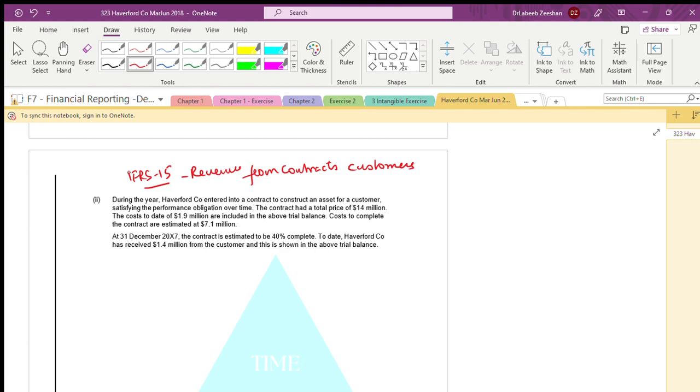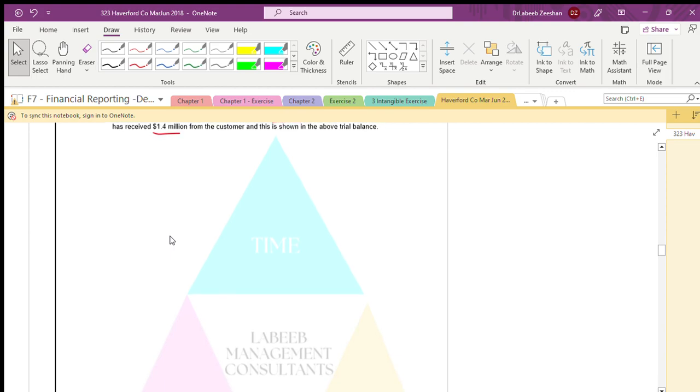During the year, they have entered a contract to construct an asset for the customer, satisfying the performance obligation over time. The contract has a total price of 14 million. There is a cost to date of 1.9 million, which has been included in the trial balance, and the cost to complete is 7.1 million. At 31st December, the contract is estimated to be 40% complete, and they have received 1.4 million. Okay, we will take this into consideration while doing this adjustment.